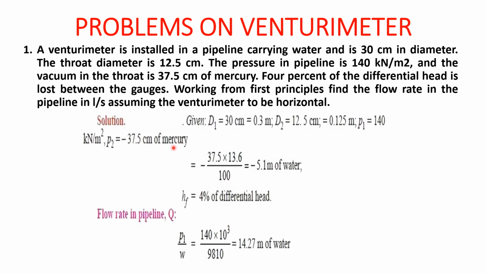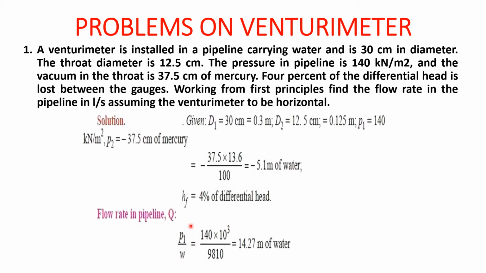So we know that 1 meter is equal to 100 centimeters. Therefore, minus 37.5 into 13.6 divided by 100. When we evaluate this, we get minus 5.1 meters of water. This is the value of P2 in meters of water. HF, that is the head loss due to the various gauges, is 4% of the differential head. So now we have to calculate the flow rate.